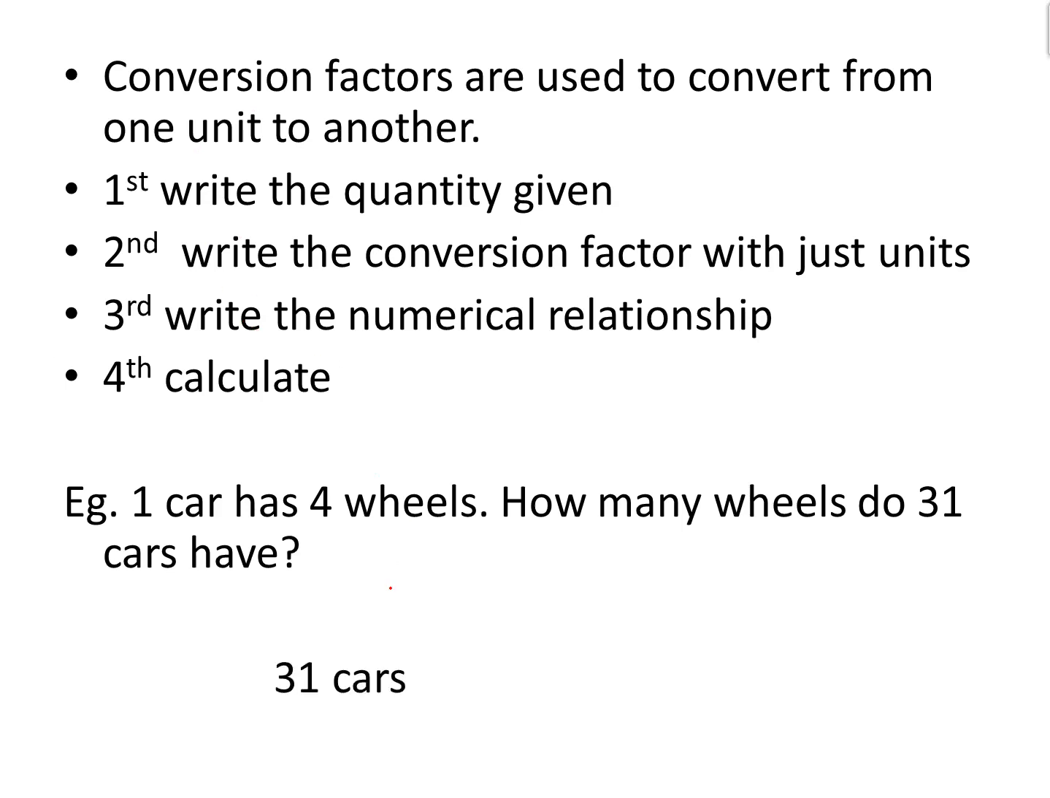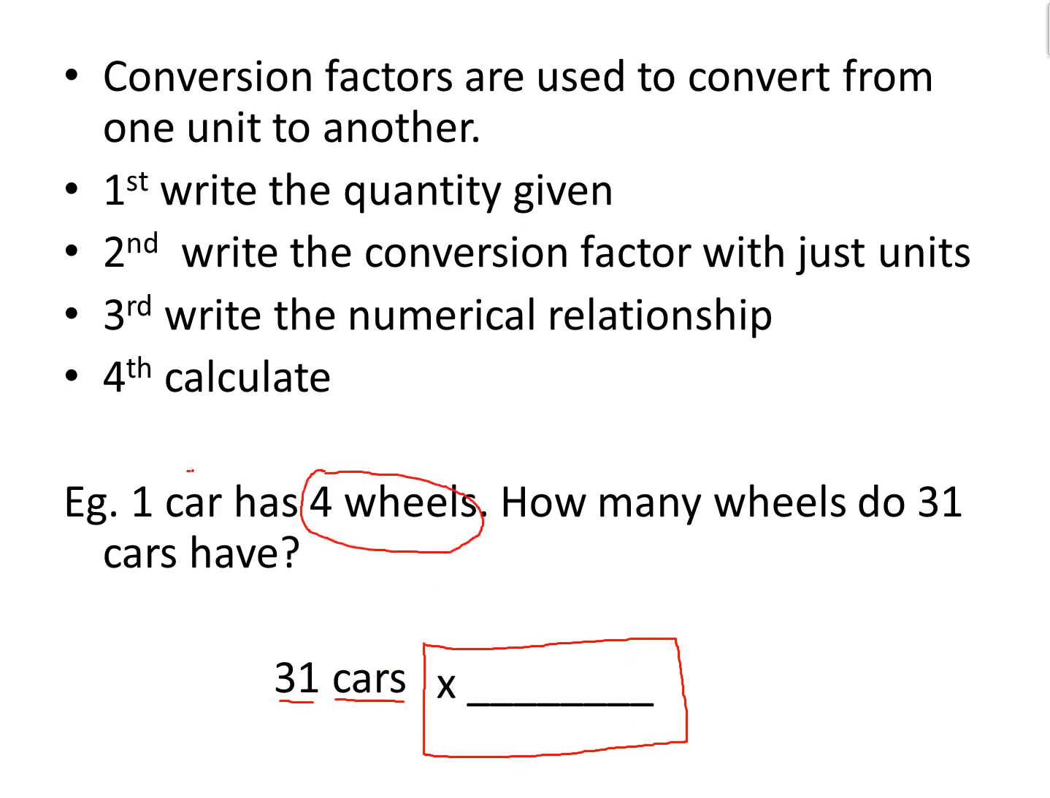So first thing is to write the quantity given. So what we know is that we have 31 cars, the amount is 31, and the unit we're dealing with is cars. We then want to set up a conversion factor. So I set them up like this. I suggest you do as well. We're going to multiply our given quantity by a ratio. And we set up the ratio so that the units we want to get rid of are going to be on the bottom, the units we want to go to are going to be on top, and we use the numerical relationship that we know to set that up. We call that whole thing a conversion factor.